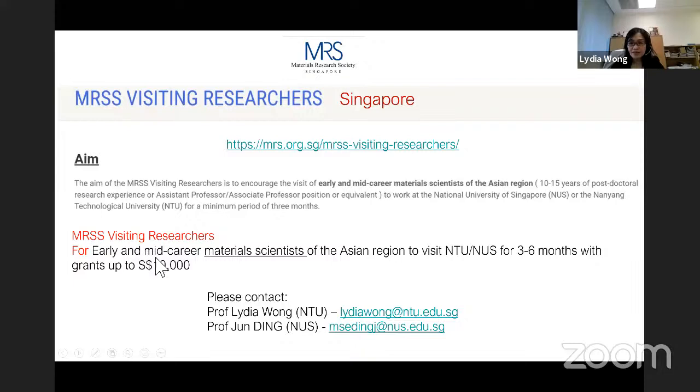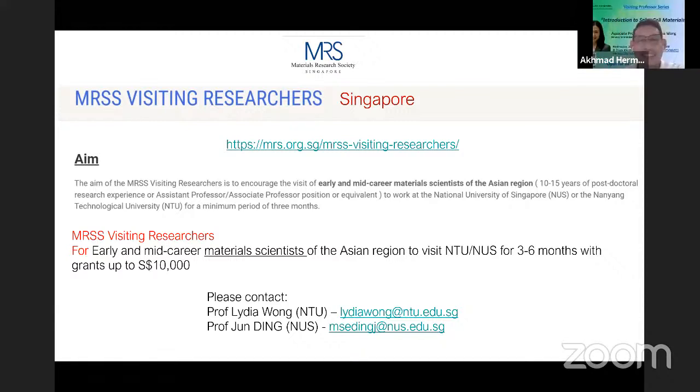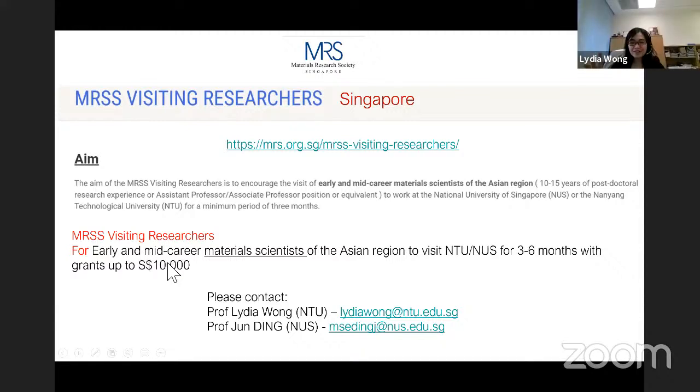The funding is $10,000. This $10,000, a lot, right? This $10,000 will cover your air ticket. Now we have more costs because you need to be quarantined in a 5-star hotel. So that will cost you another $2,000. But after that, the rest is for your living expenses. So this application is open all year long, you can visit these sites to check the details.